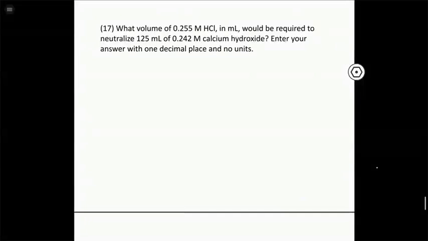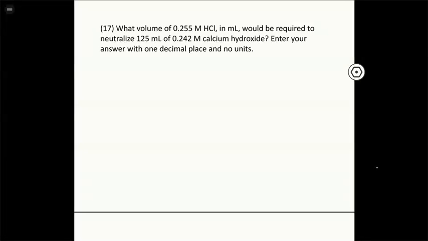17. All right, what volume of 0.255 molar HCl would be required to neutralize 125 milliliters of 0.242 molar calcium hydroxide? All right, so this is a question where we're reacting an acid and a base. We have HCl, which is an acid, calcium hydroxide, it's a soluble hydroxide compound, so it's a base. We're reacting them with each other. We want to know how much of our HCl do we have to add to completely react with that amount of calcium hydroxide.